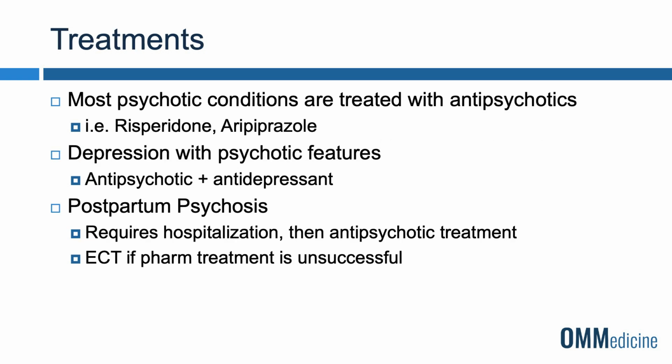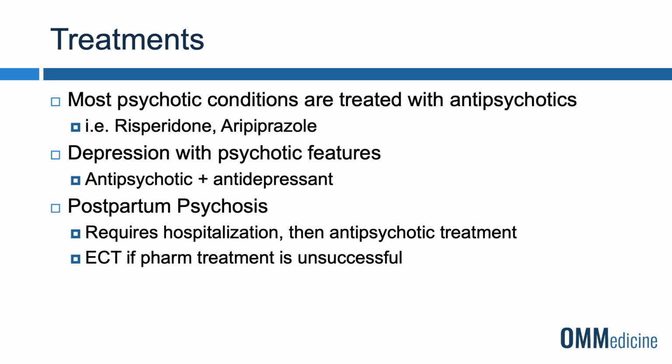Now we'll finish with this slide on the treatment for these psychotic conditions. Almost all of them are going to be treated with antipsychotic medications, and these are your drugs like risperidone and aripiprazole. Now, depression with psychotic features is going to be treated with an antipsychotic and an antidepressant so that you have one drug to treat each component of their illness.